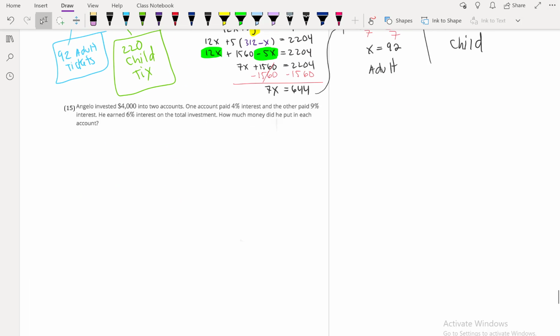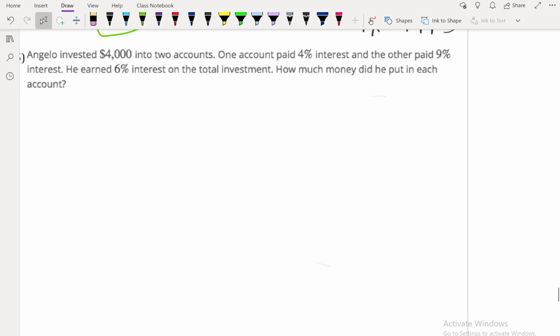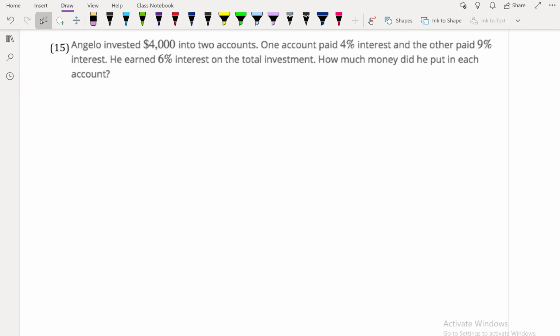Okay, so for number 15, it says Angela invested $4,000 into two accounts. One account paid 4% interest and the other paid 9% interest. He earned 6% interest on total investments. How much money did he put into each account? So I know the first sentence here is going to give me my amount.